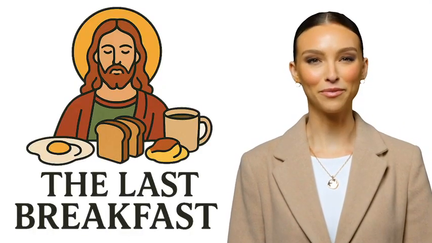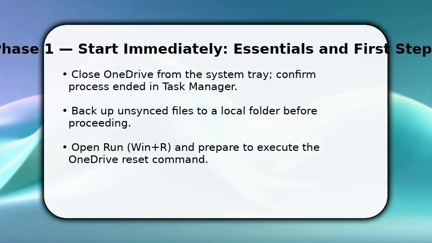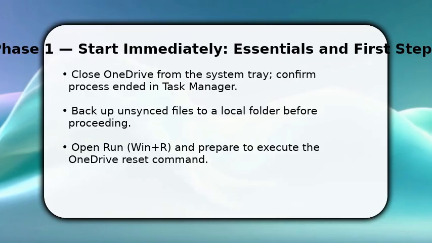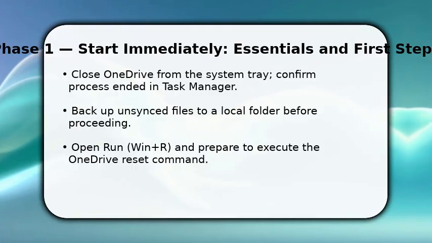Please enjoy the video. You start now by stopping OneDrive and protecting any unsynced work. This prevents accidental data loss. Once done, open Run with Win+R and type the official reset command. This clears local app state and cache, which is often the root cause.